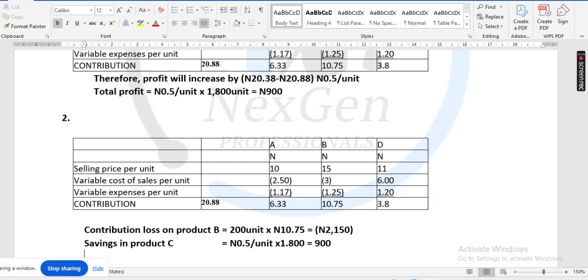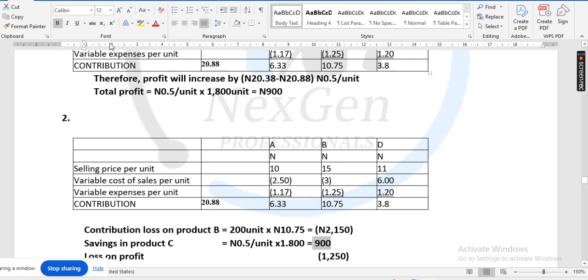Now, class, how much did you lose? What is the impact? Loss on profits. What is the difference? 1,250. You lose 1,250. Interesting.